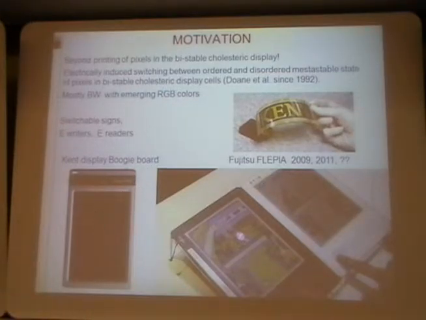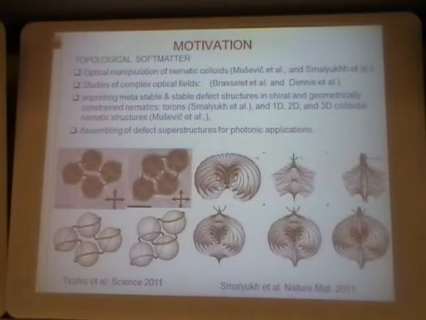And then these are black and white systems from Kent Displays, and then signs which are also made of the same, and all is based on the initial efforts from Bill Doane, who started this at Kent State University. Now we wanted to go beyond this, because here it is just printing pixels. The motivation here is to go into more complex arrangements of colloidal systems or related systems, where the topological features of the disclination network, which somehow binds the system together, are particular, and therefore we are talking about topological soft matter.